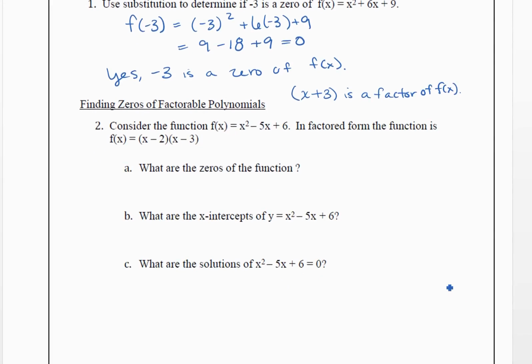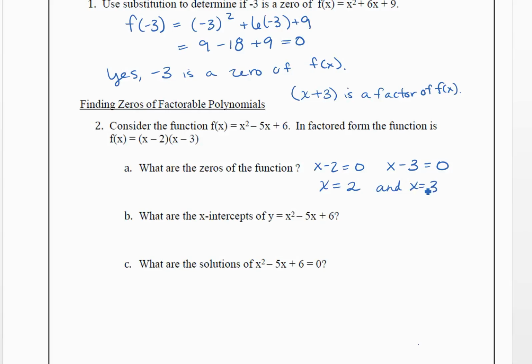Okay, so if we're able to factor the function, like you learned about with quadratics, so here it says consider the function f of x equals x squared minus 5x plus 6. In the factored form, the function is f of x equals x minus 2 times x minus 3. Well, if you can factor it, finding the zeros are really easy. We can use the principle of zero products here, and we're going to set x minus 2 equal to 0 and x minus 3 equal to 0. So that means x equals 2 and x equals 3. Okay, so both of those are zeros of the function.